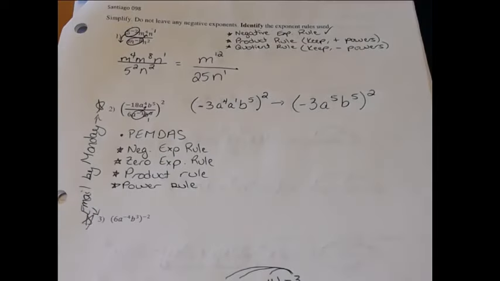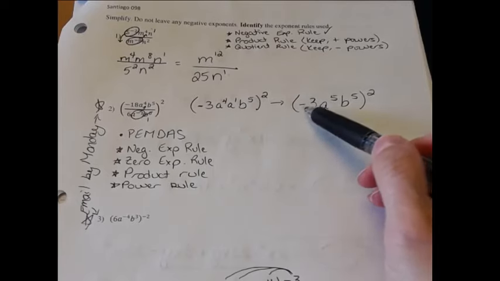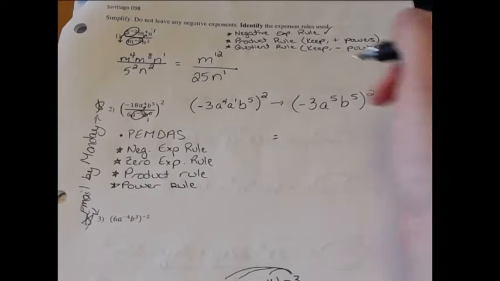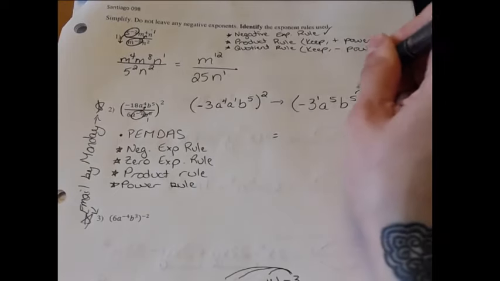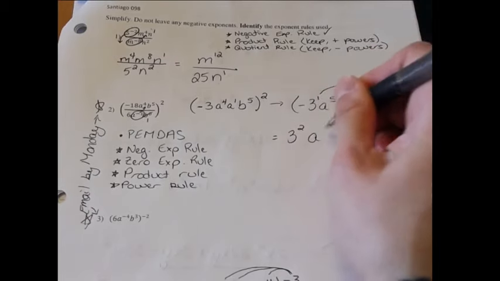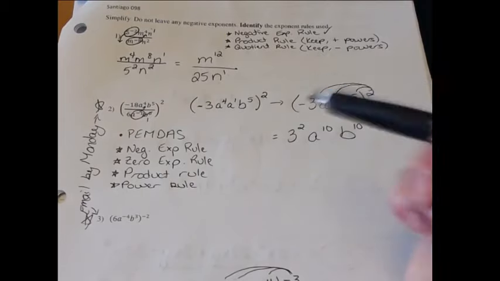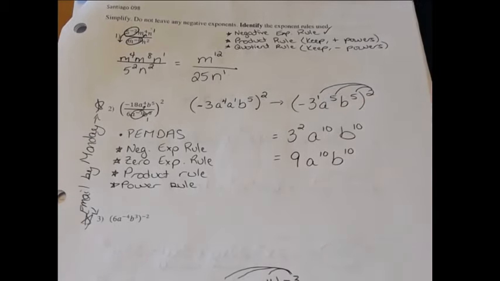Okay. In using the power rule, let's go piece by piece. Inside the set of parentheses, we have a negative squared, which is a positive. So we know our answer is going to be a positive. Next, every base has a power, and you're going to multiply power times power, power times power, power times power. So this becomes 3 to the second power, a to the 10th power, b to the 10th power. And last but not least, we know that 3 squared is 9. So my final answer is 9, a to the 10th, b to the 10th. And that's it. You're done.